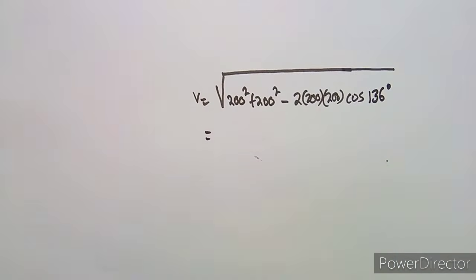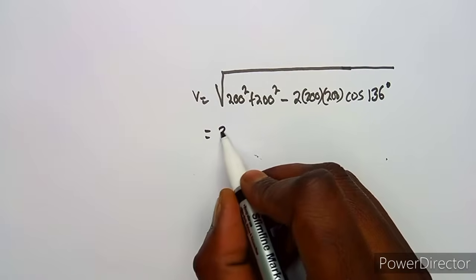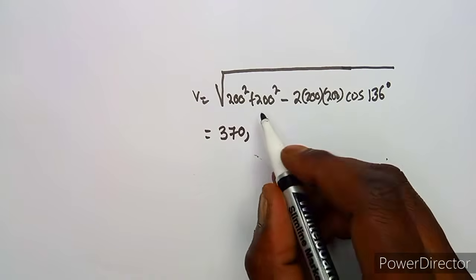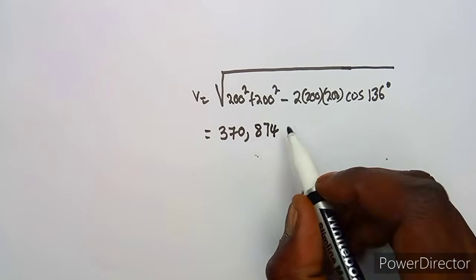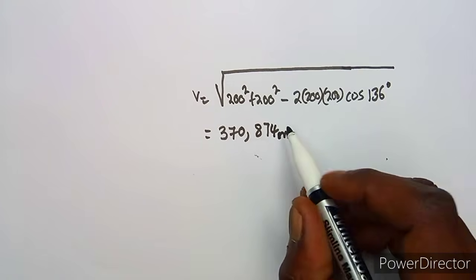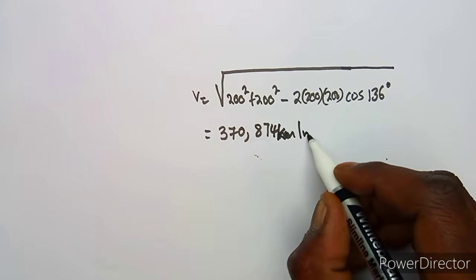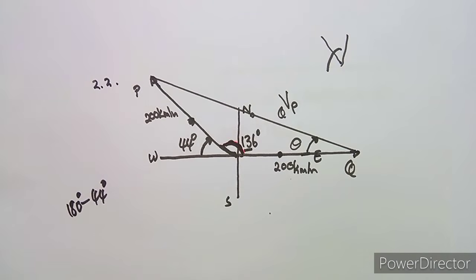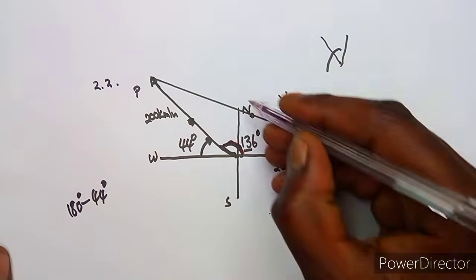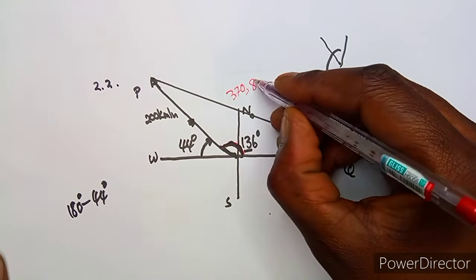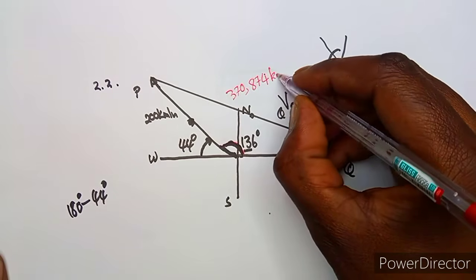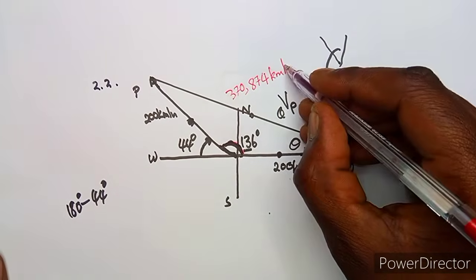Someone who applies the calculator properly is going to obtain something like 370.8735. Is this meters or kilometers? These are kilometers per hour, actually. All right, then we need to find the direction now. So we are going to need this velocity, 370.874 kilometers per hour, to calculate this theta here.